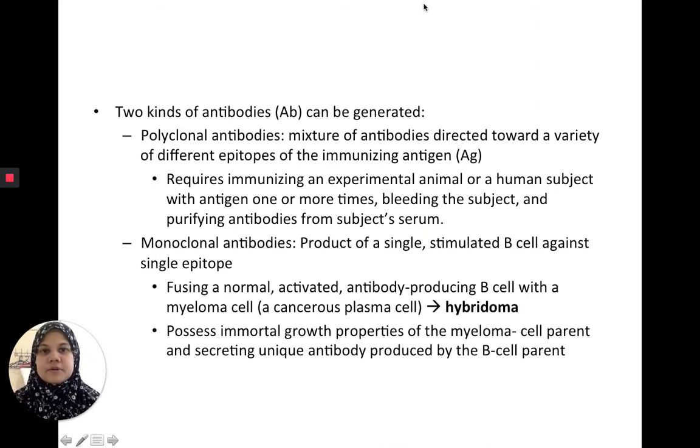Polyclonal antibodies means the antibodies are directed to a variety of different epitopes on the antigen that was used to immunize the animal, and basically the antibodies that we produce are polyclonal antibodies. That's the natural type of antibody that's produced. But monoclonal antibodies are special in that they are the product of a single stimulated B cell against a single epitope. So the way they're produced is different, because one recognizes multiple epitopes and one recognizes a single epitope.